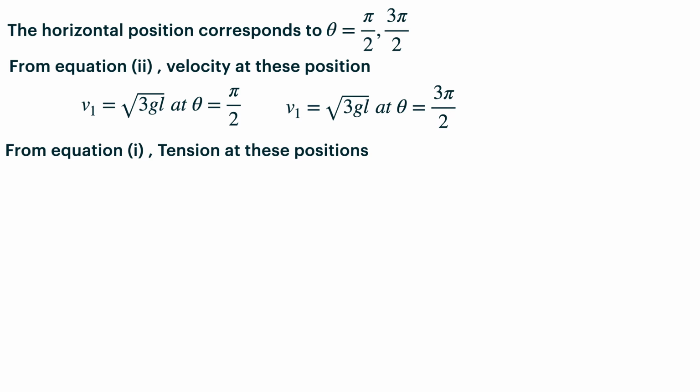So we put the value of velocity v equals root 3gL and we get T equals mg cos theta plus mv1 square by L, which equals mg times 0 plus 3mgL by L, which equals 3mg.